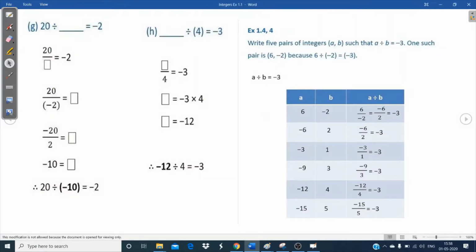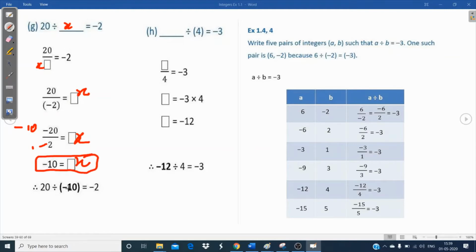Now next part, student, G part. 20 divided by again an unknown integer. Let's take it x. So 20 divided by x will give you what? Minus 2. Now cross multiplication, x will go here in the numerator and this minus 2 will come down in the denominator. Now when you resolve this, what value of x you will get? 2 ones are 2, minus 2 tens are 20. So what value of x are you getting here? Minus 10. So 20 divided by minus 10, what you will get? Minus 2.